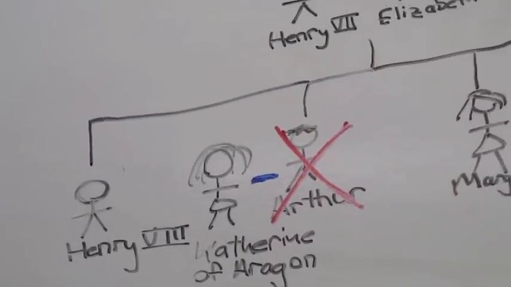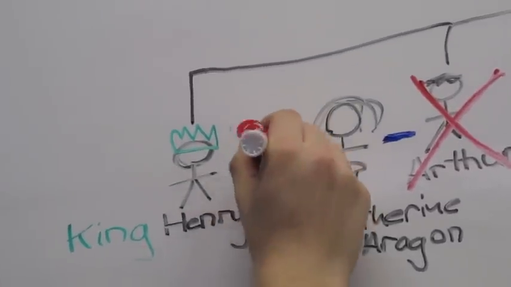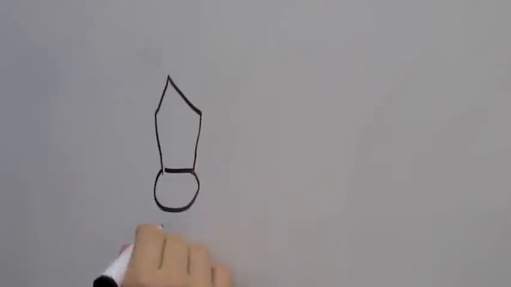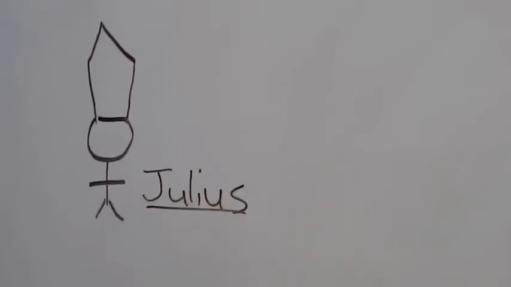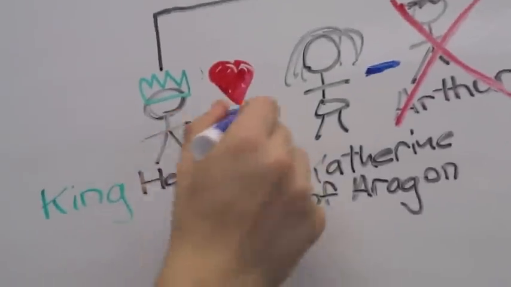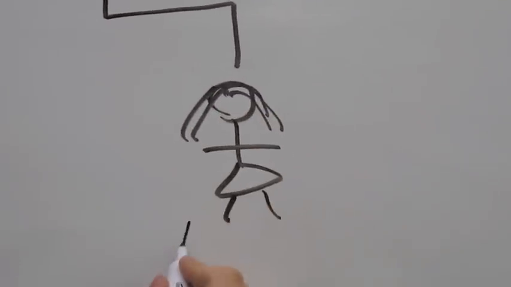Thus, Henry VIII was the heir to the throne, and when Henry VII died, he became the next king of England. He too fell in love with Catherine of Aragon, but Leviticus states that you can't marry your brother's widow, and Henry was very religious. Thus, he sought a papal dispensation from Julius II, who gave it the go-ahead, and Henry married Catherine. They had one daughter, whose name was Mary.